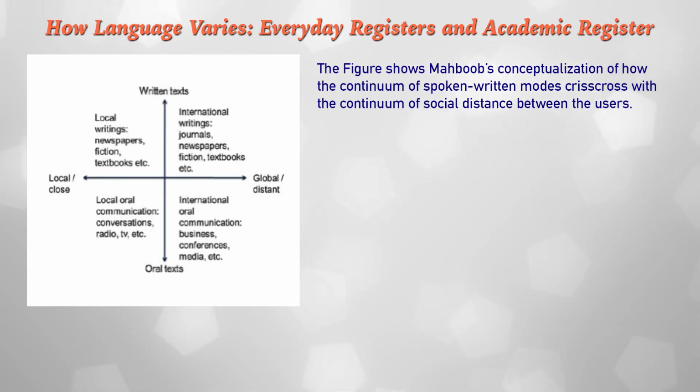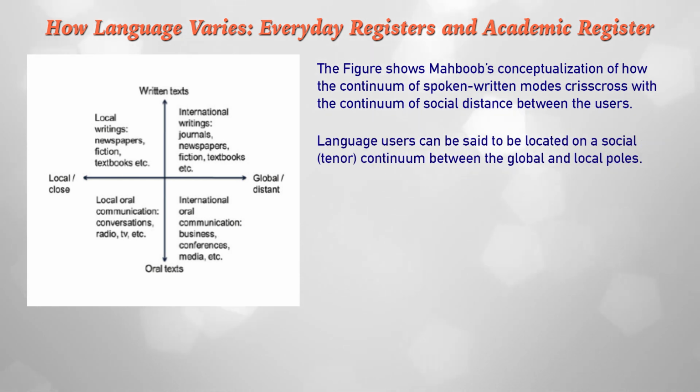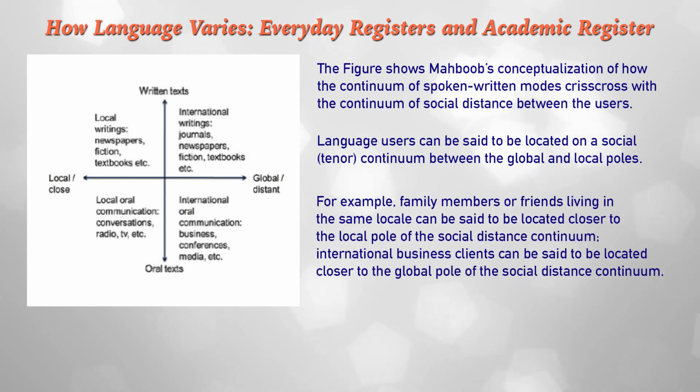The figure shows Mahmood's conceptualization of how the continuum of spoken and written words crisscrosses with the continuum of social distance between the users. Language users can be said to be located on a social tenor continuum between the global and the local poles. For example, family members and friends living in the same locale can be said to be located closer to the local pole of the social distance continuum. International business clients can be said to be located closer to the global pole of the social distance continuum.